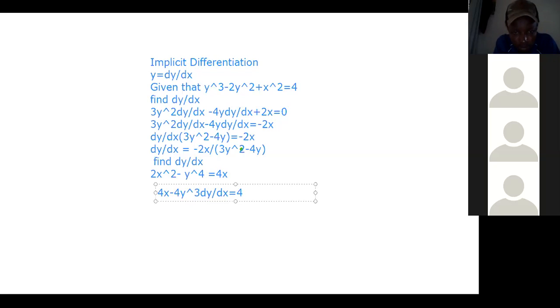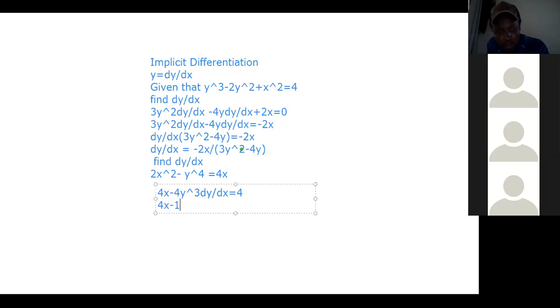Then we are going to group like terms. Make dy/dx the subject. dy/dx is only in this one, so we are just going to group like terms. We bring this one here and this one here. So 4x, we are going to get 4x minus 1.